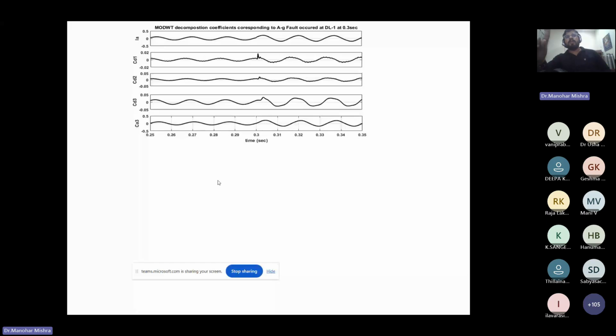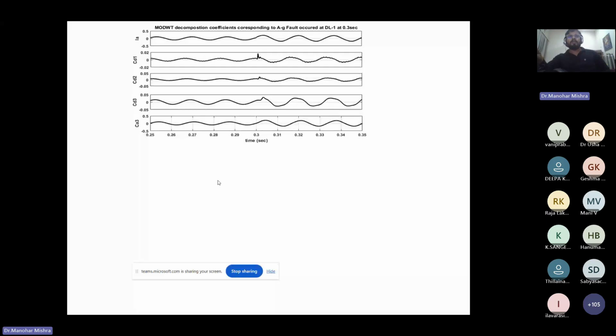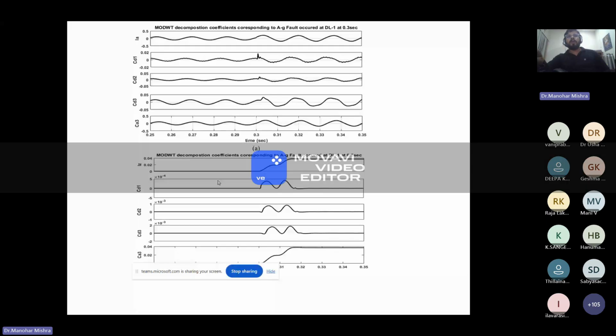Then this is a visual waveform of the MODWT decomposition value for the A phase current, Ia. We applied the 3-level decomposition and calculated all the coefficient values, meaning the approximate coefficient and the detail coefficients: one approximate, the last approximate, and all three detail coefficients. And this is the AG fault. The AG fault occurred at 0.3 seconds, visible in line D1.